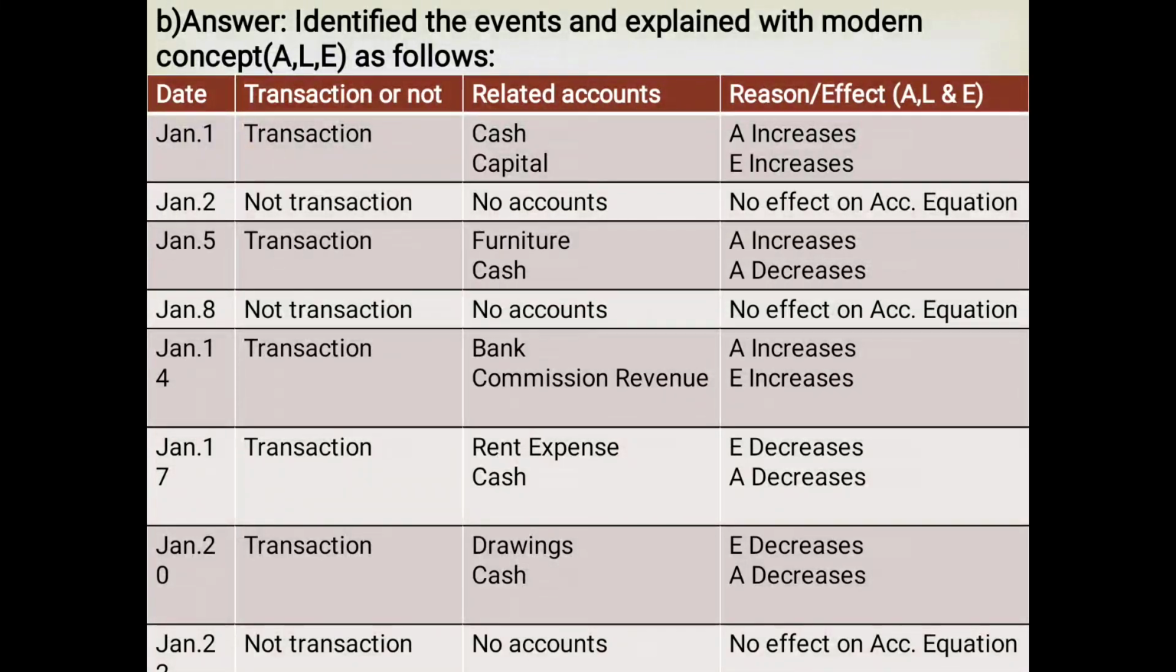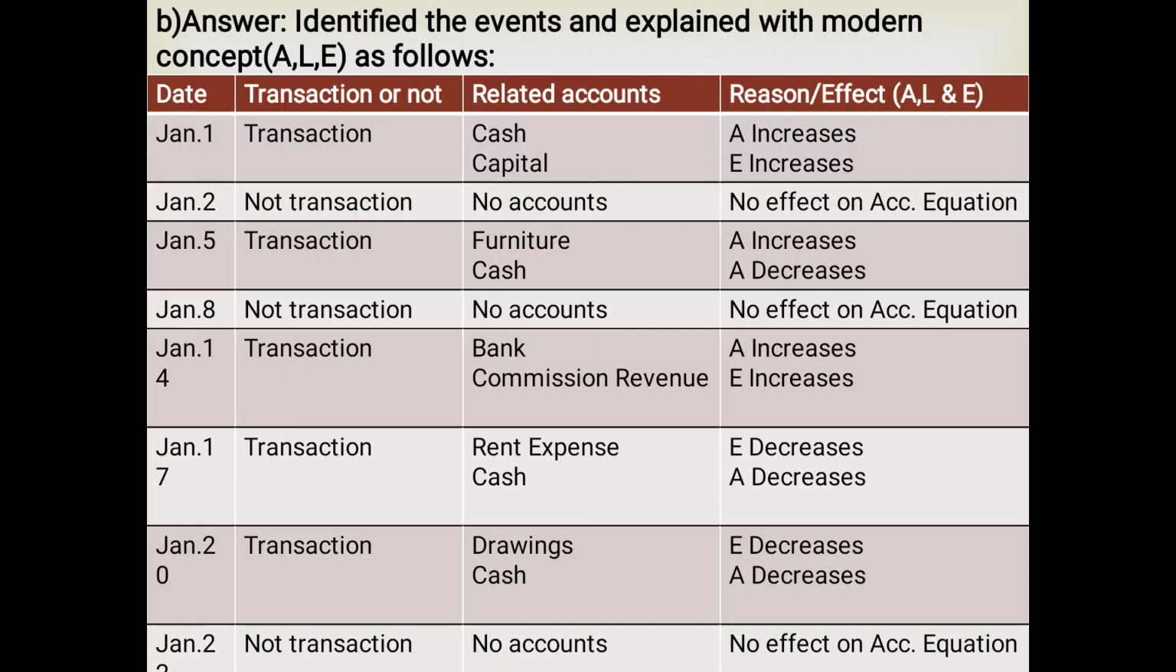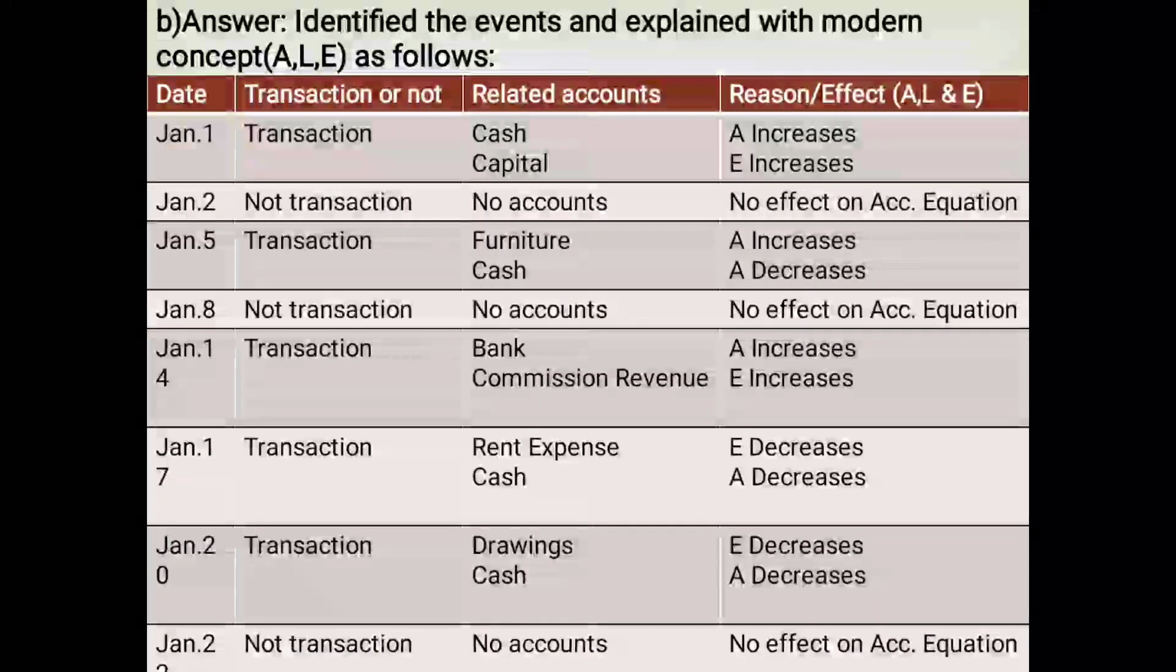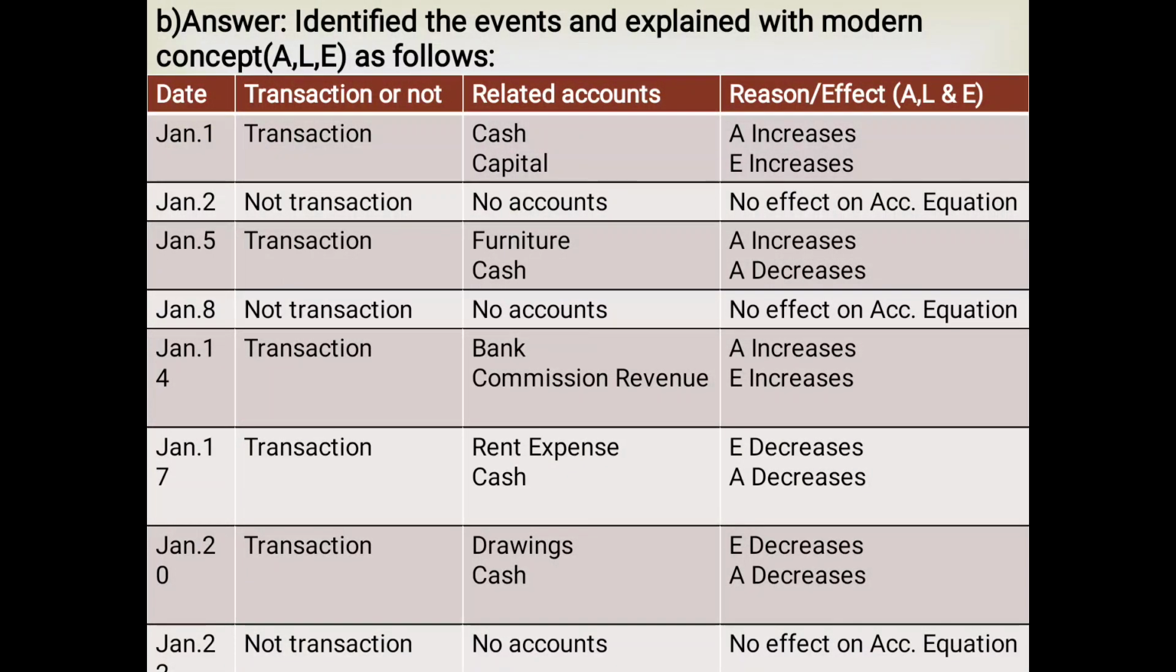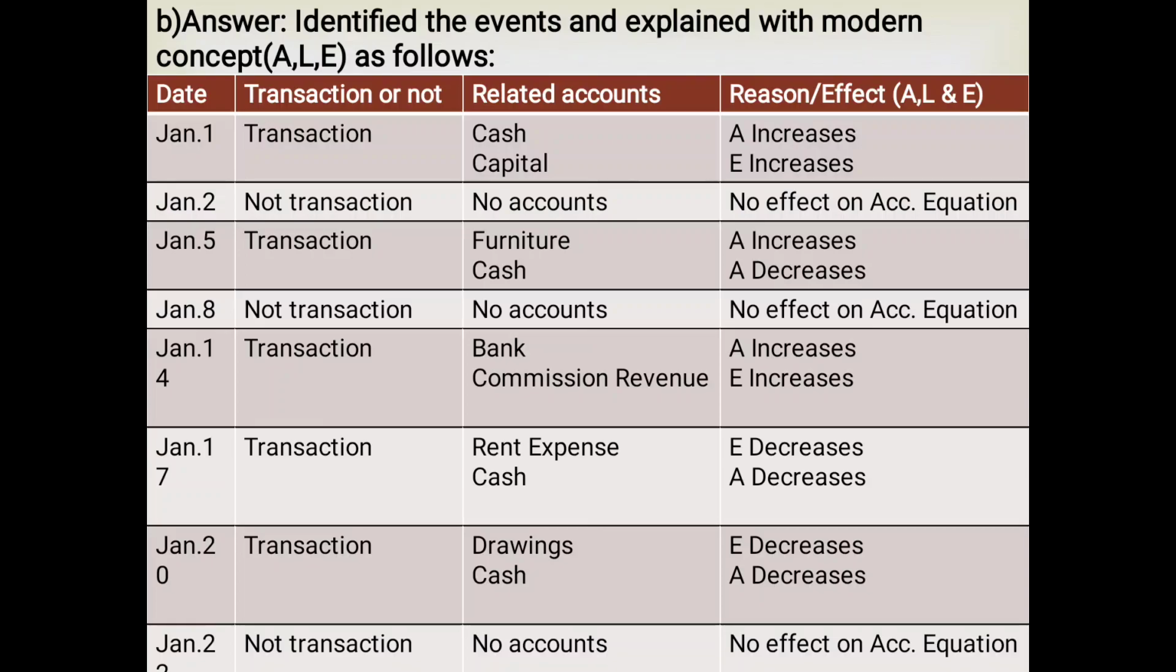January 2, from the above stem we can see this is not a transaction. So related accounts, no accounts are related in this event. Reason and effect, if it is not a transaction, then no accounts and no effect on accounting equation. January 5, this event is a transaction.